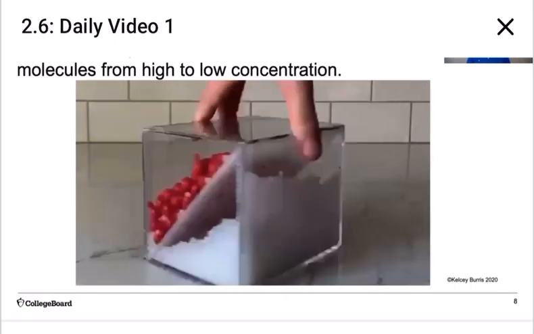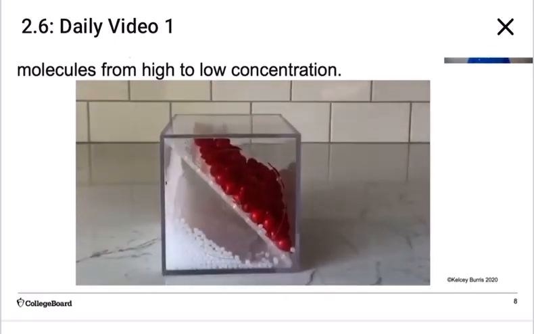So you'll see in the video that the small white molecules were able to get through the membrane because they were small enough and they went from their high concentration to a low concentration. The larger red molecules are still in a high concentration on one side because they were not able to get through the membrane. Now, you might be thinking, how is that passive transport when we were shaking the box to get things to move through? Well, it's just demonstrating an idea called Brownian motion, which is the random, uncontrolled movement of particles in a fluid.